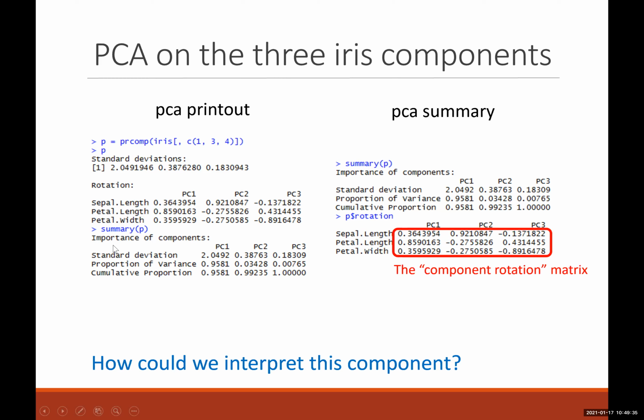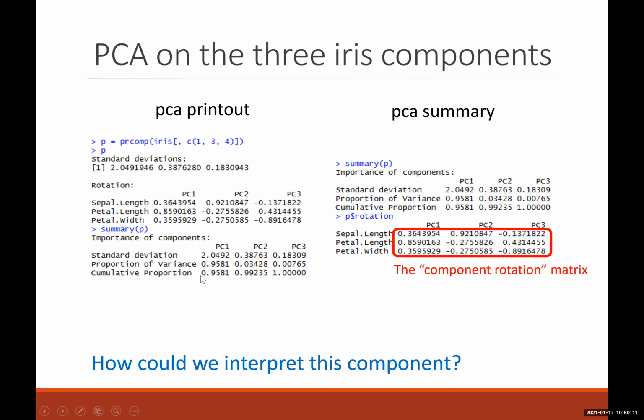And then summary of p here is going to give us the importance of those components. We get the same standard deviations that we had up here. We also get the proportion of variance, the individual shared variance for each component. You can see principal component 1 has the most shared variance at 95, 96%. Principal component 2 only has 3%, give or take, and principal component 3 barely has 1%. If I add these up, 96 plus 3 gives us 99, and then adding in 1 we get 100%.